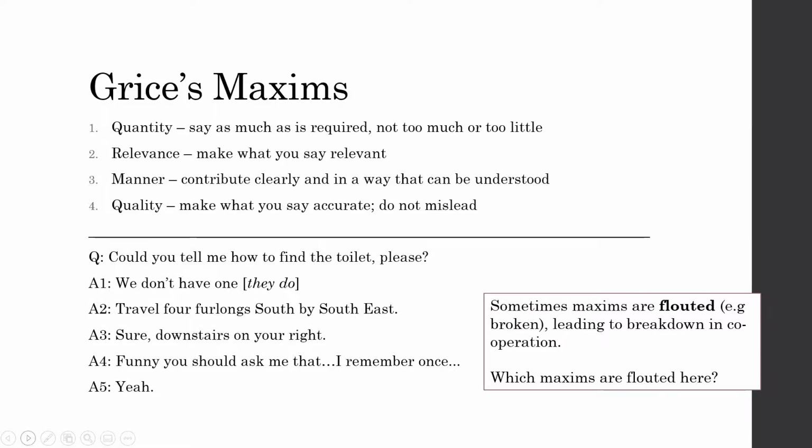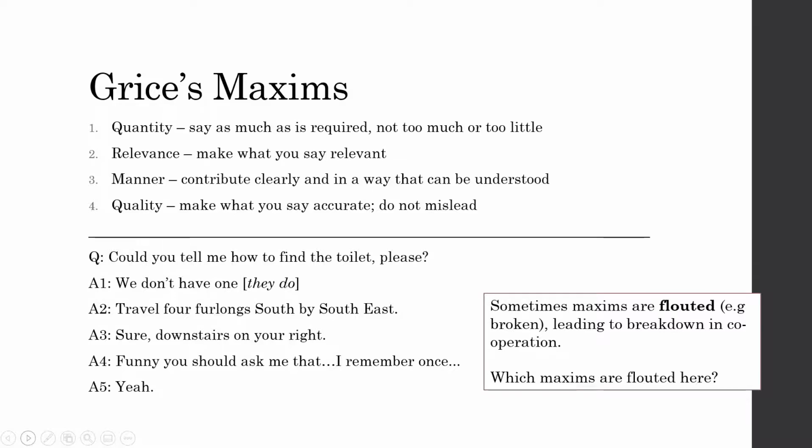Okay, the first one, fairly obviously, is breaking the rule of quality, because if, I guess, the contextual information in there says that they do have a toilet and someone says we don't have one, well, that's just a straightforward lie. It breaks the maxim of quality, it misleads. I guess in other ways it communicates in an effective manner and it communicates the right quantity, but it certainly breaks the maxim of quality or truth.